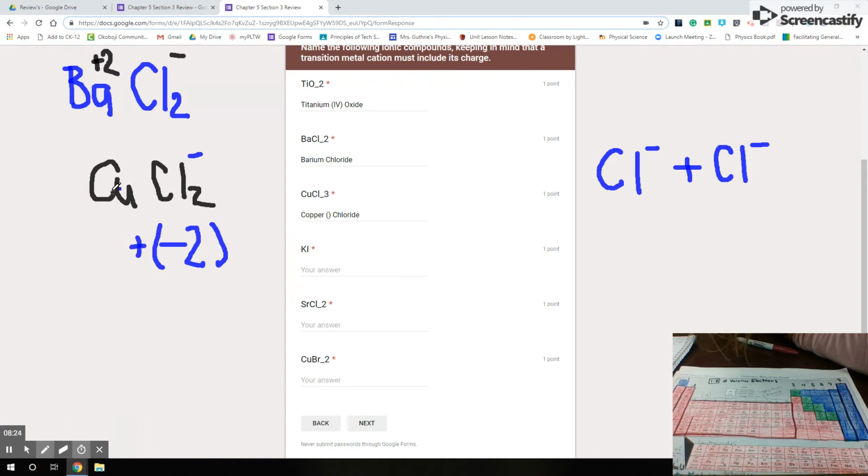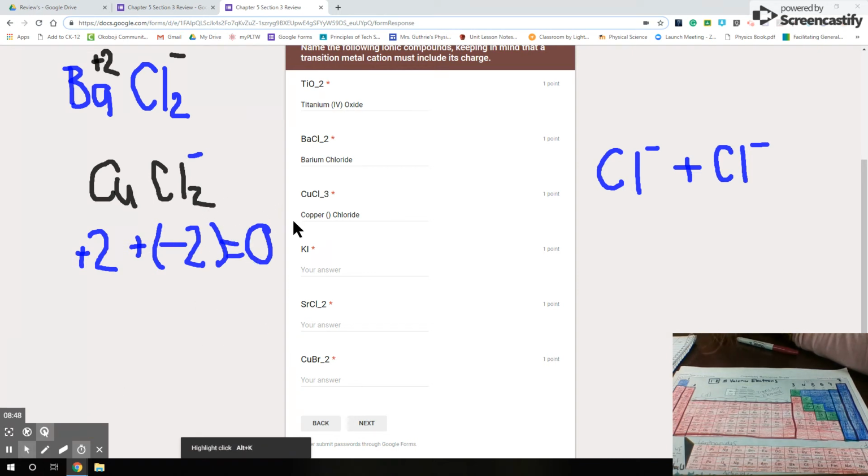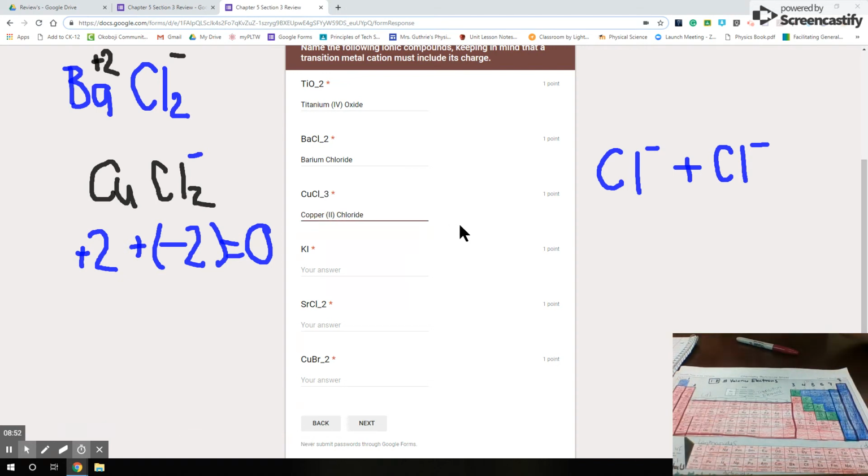Now the way you figure out what the charge on copper is, you know that this is a neutral compound. Therefore, if chlorine is negative 2, what must copper be if the sum of them is 0? So the number would be 2. If you have positive 2 and you add negative 2, then you have 0. So the charge on copper is 2. Then you type Roman numeral 2 in parentheses.